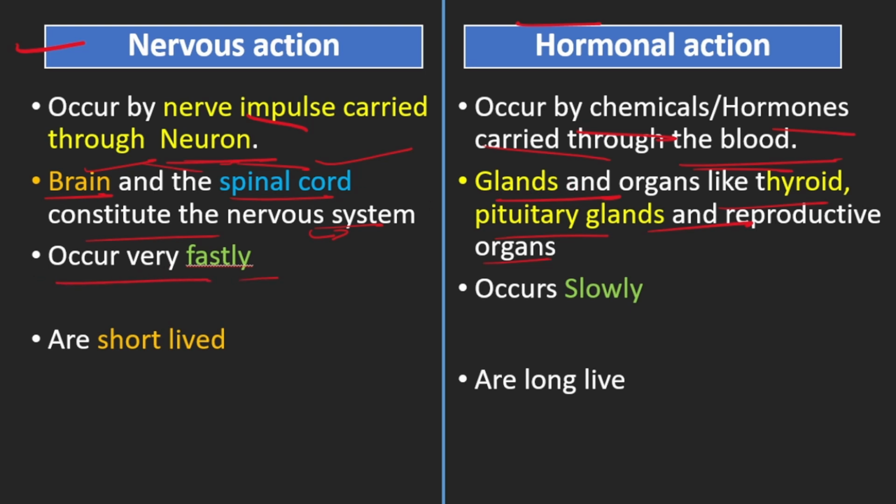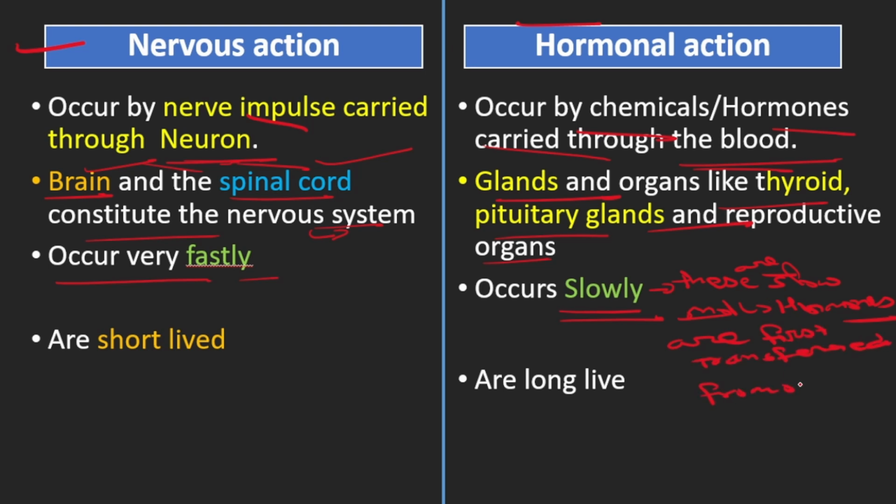Nervous action occurs very fast, and hormonal action occurs slowly, because hormones first have to be transferred from one body part to another body part. This is the reason why hormonal action is slow and nervous action is fast, as nerve impulses are transmitted through neurons at a very high speed.